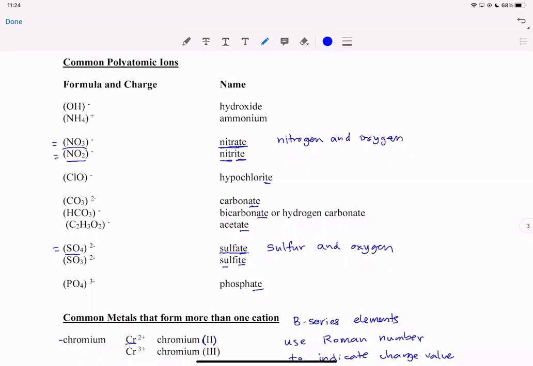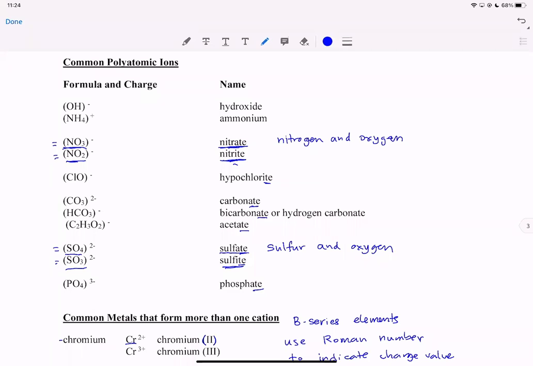But there's also sulfite, which has the ITE ending, meaning there's one less oxygen. And so the chemical formula is SO3 instead of SO4. And the charge value doesn't change. It's still -2 charge. And you can see the same was true about nitrate and nitrite. This was NO3. This was NO2. The difference is just the number of oxygens, but the charge value is the same, -1.